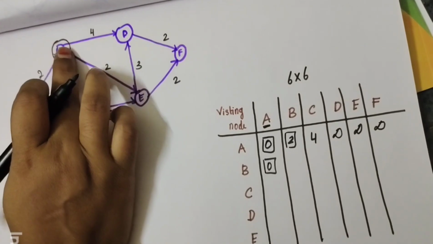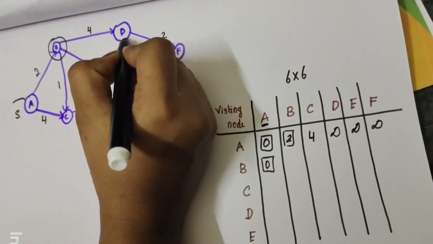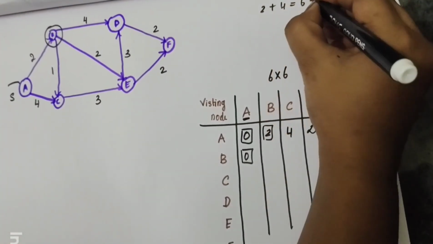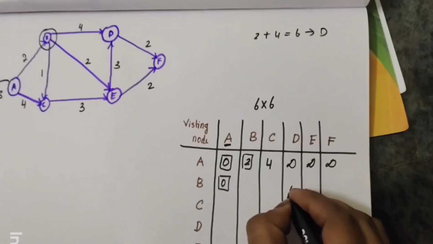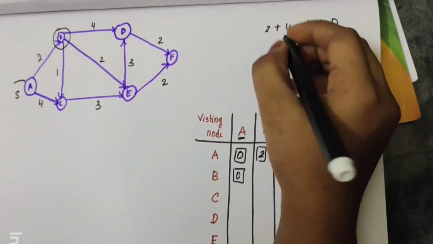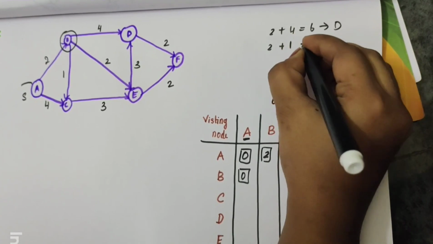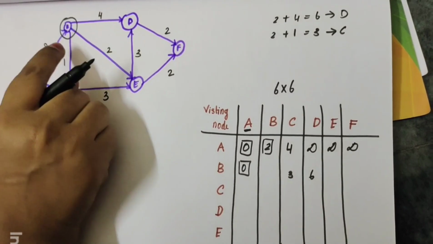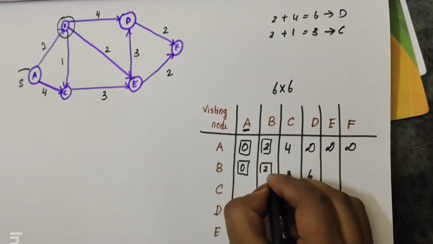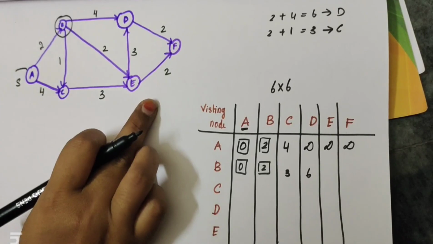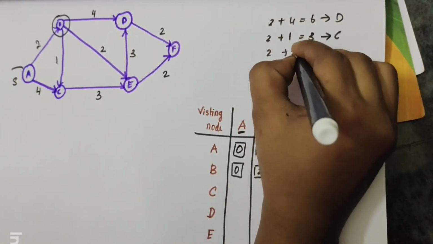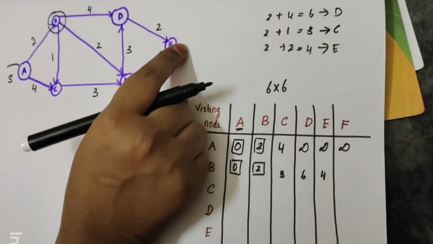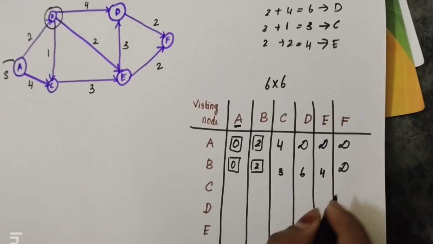So from B to D, it is 2 plus 4, 6. From B to C, it is 2 plus 1, 3. From B to B, there is no self loop, so we'll take the same value. From B to E, 2 plus 2, 4. From B to F, there is no direct link, so we'll take this to be infinity.